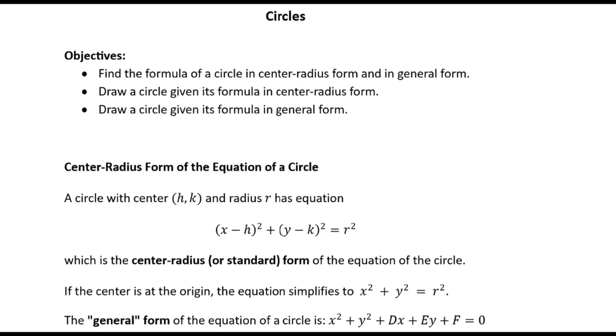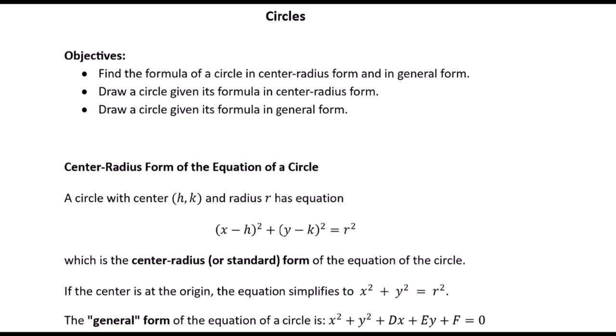A circle with center h, k and radius r has the equation (x minus h) quantity squared plus (y minus k) quantity squared equals r squared. This is the center radius or standard form of the equation of the circle. If the center is at the origin, the equation simplifies to x squared plus y squared equals r squared.